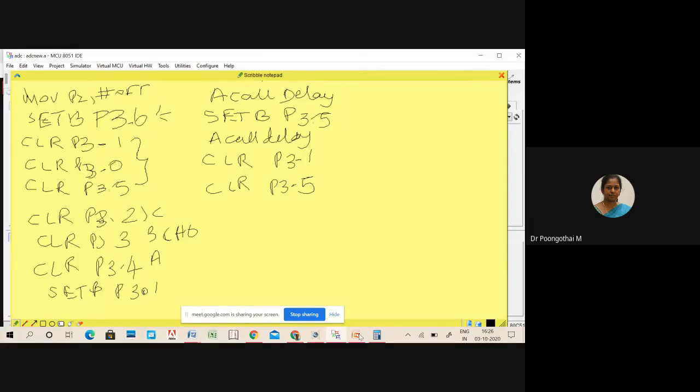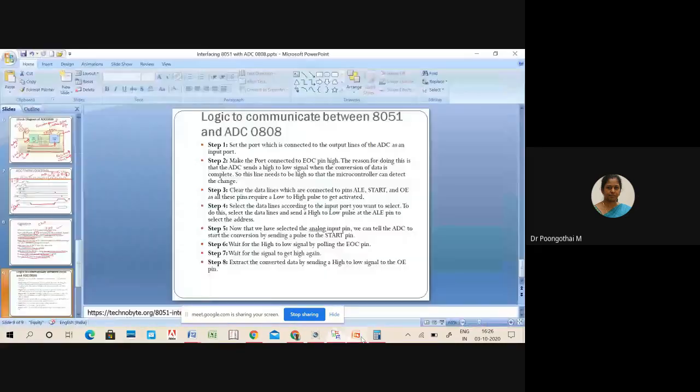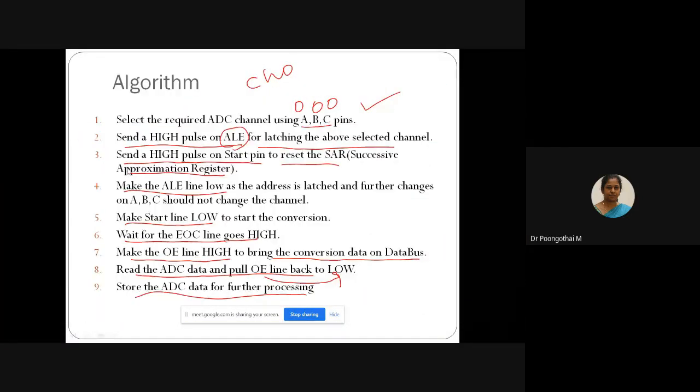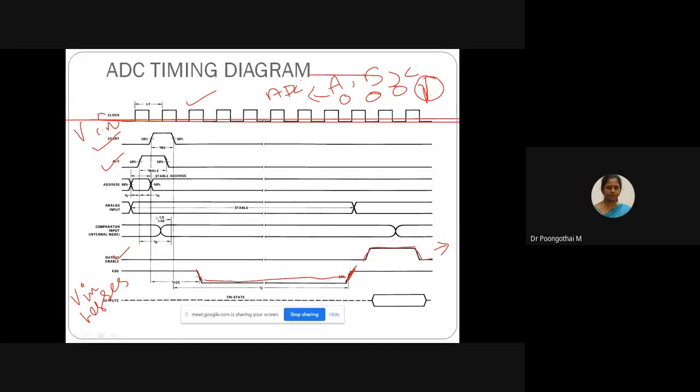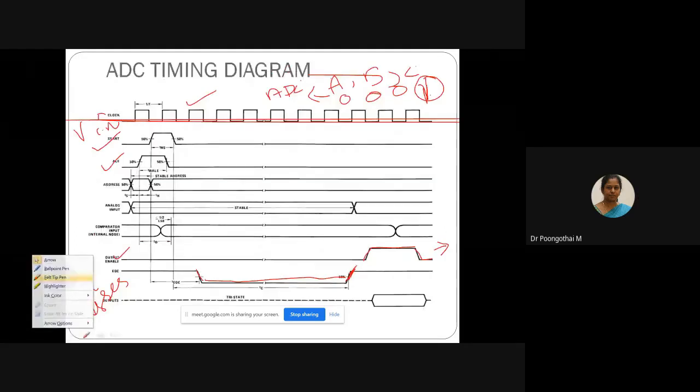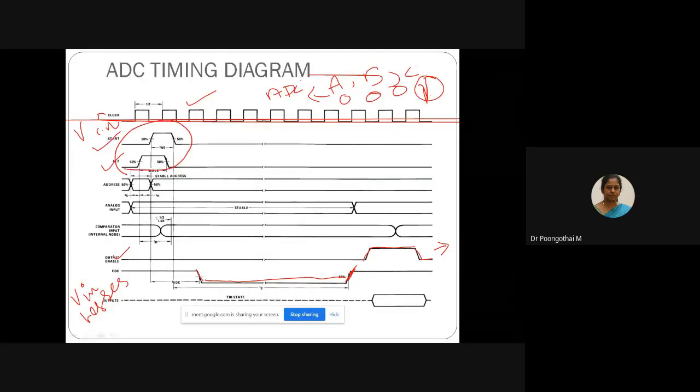So please look at this timing diagram. I have simulated this part. So ALE high, after that start pin high, okay. Next ALE low, start pin low. Your screen is not visible, ma'am.